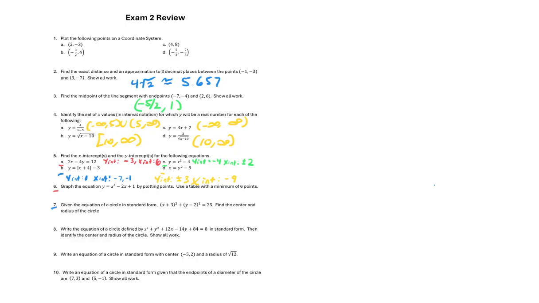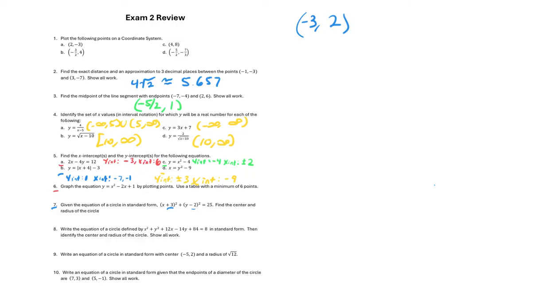Given the equation of a circle in standard form, find the center and radius of the circle. So the center of the circle will be at negative 3, positive 2. We get that from this x plus 3. We'll switch the signs, and then that x minus 2. Again, switch the signs.